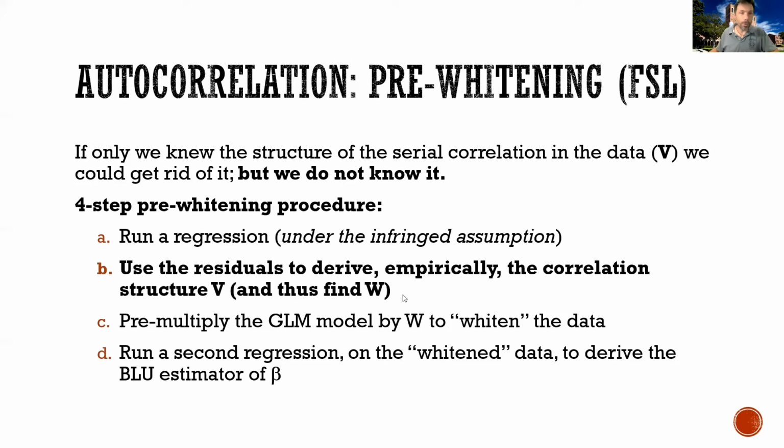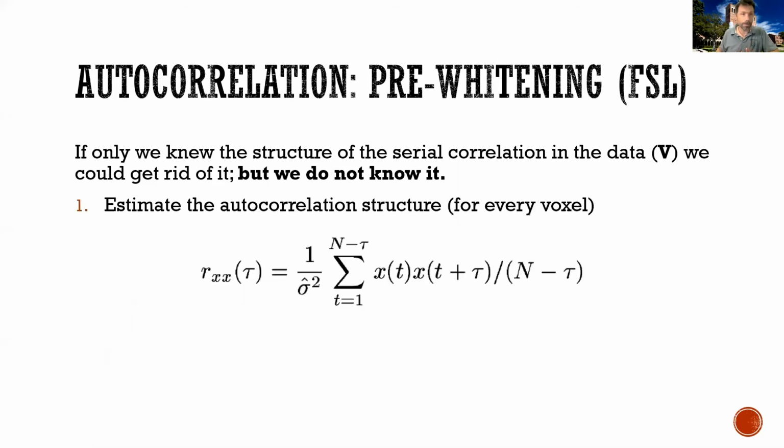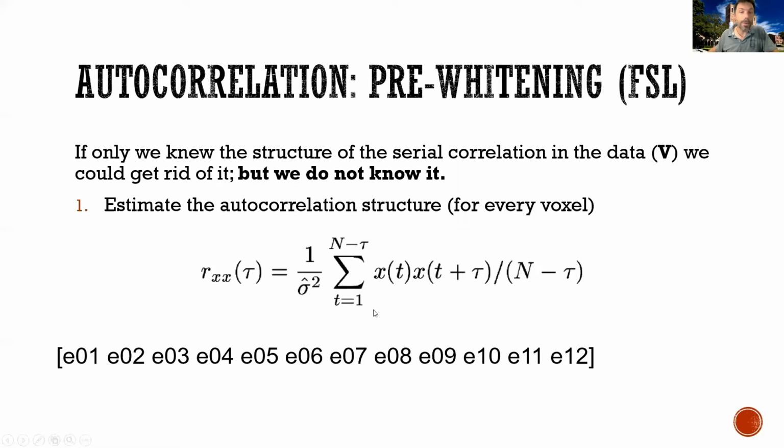So how do you do this? Well, we run a regression, and now let's take the residuals of that regression and see how we would derive the correlation structure. It's fairly simple, really. We would estimate the autocorrelation structure for each voxel as follows. We take the residuals, right? So these are the residuals at each time point, right? Volume 1, volume 2, volume 3, volume 4, etc.